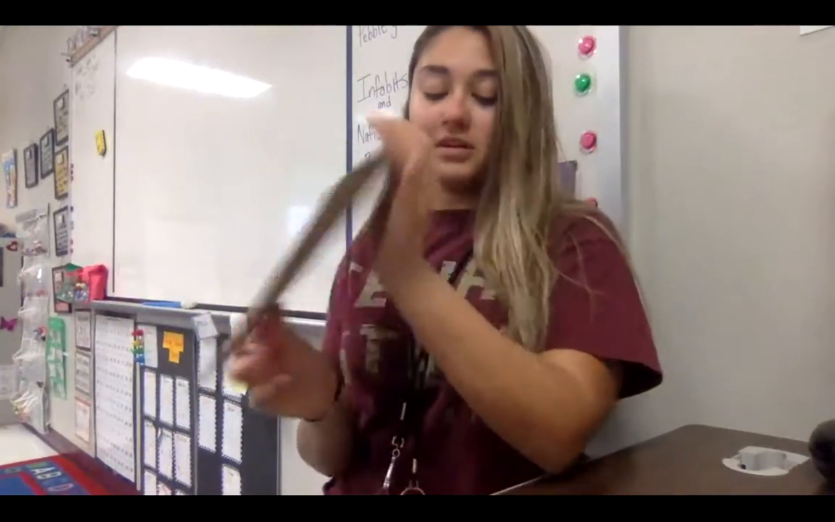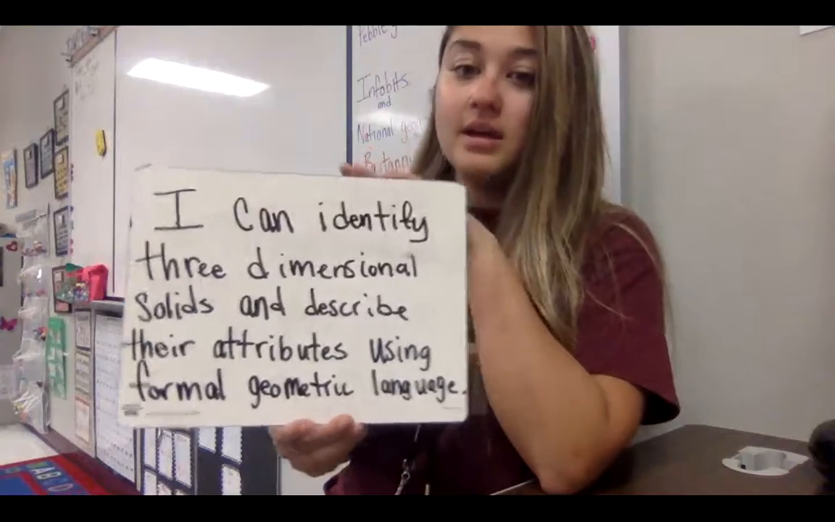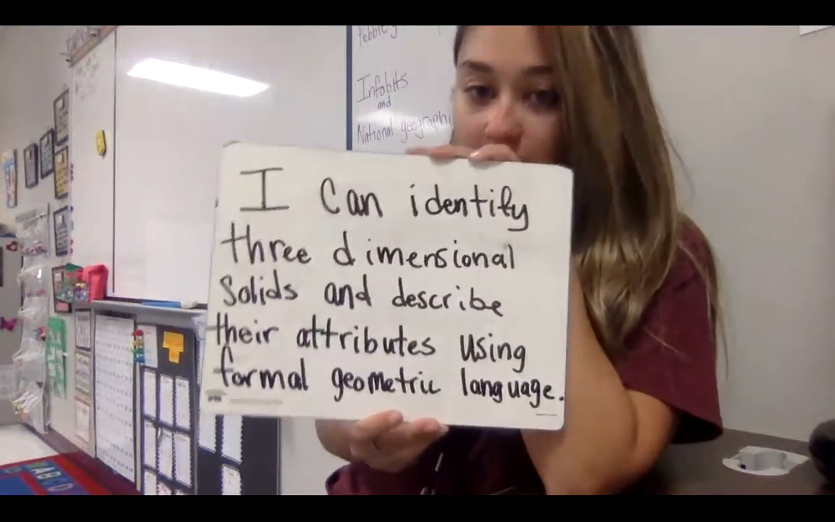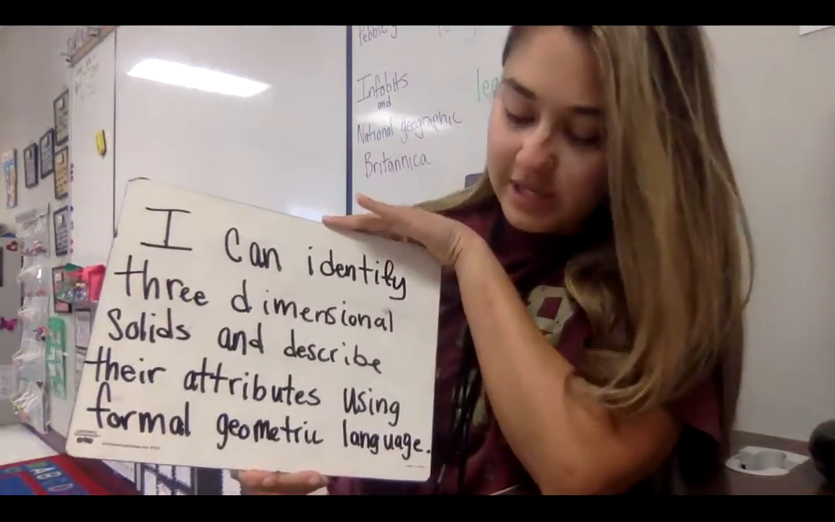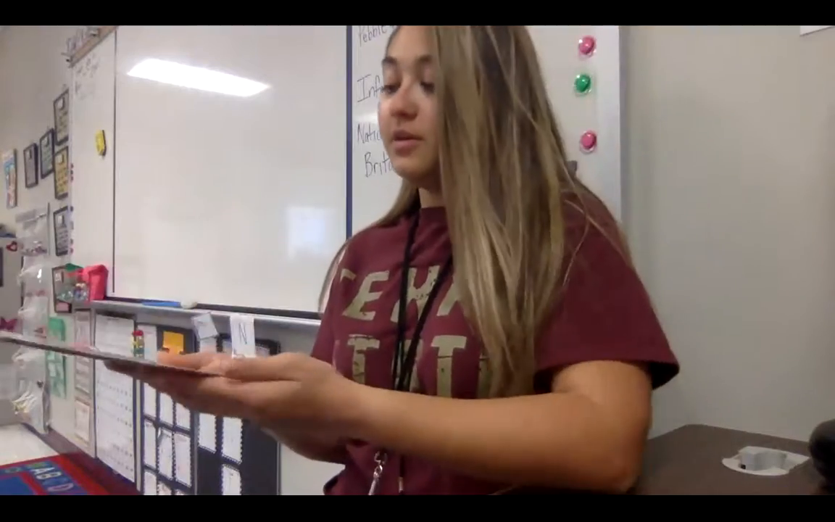Good morning. Our math target says I can identify three-dimensional solids and describe their attributes using formal geometric language. So we know what a 2D shape is, right? A 2D shape is a flat shape. Now we need to look at what a 3D shape is.